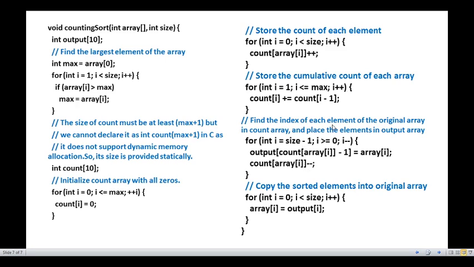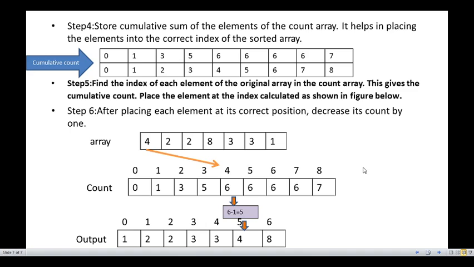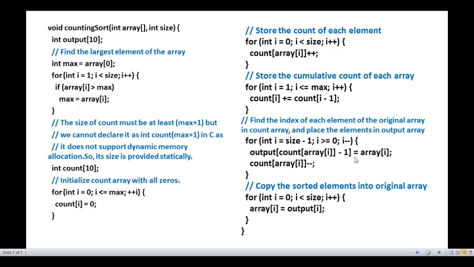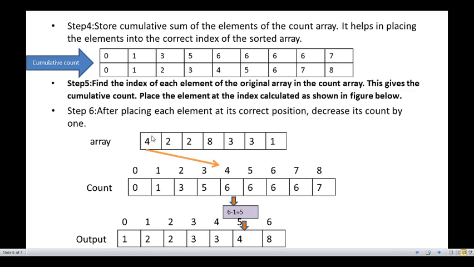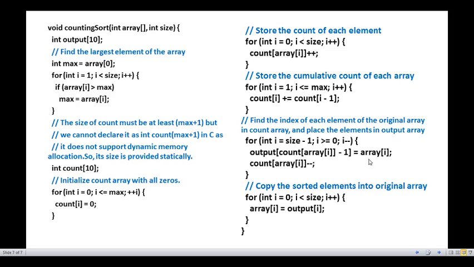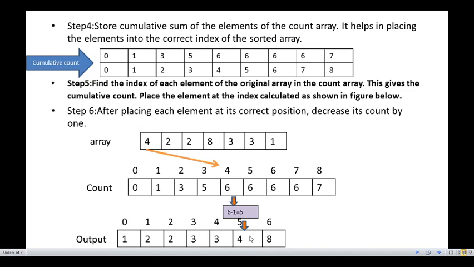Next, find the index of each element of the original array in the count array and place the elements in the output array. Find the index of each element in the count array and place this element in the correct position in the output array. So for this we use array of i. Where to put this 4? We are putting this 4 in the output array at the location count of array of i minus 1.